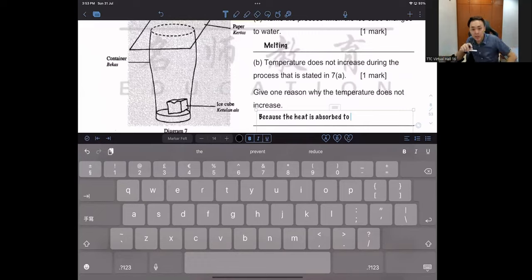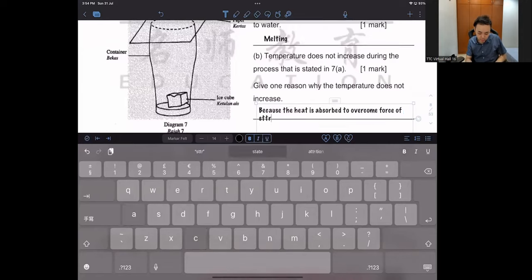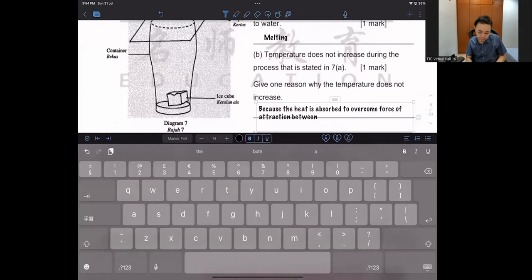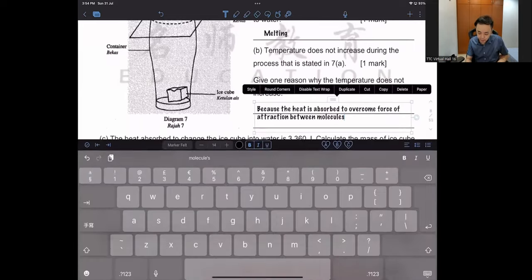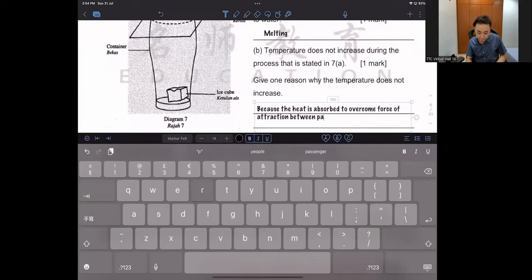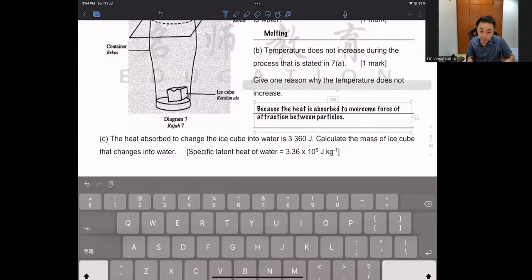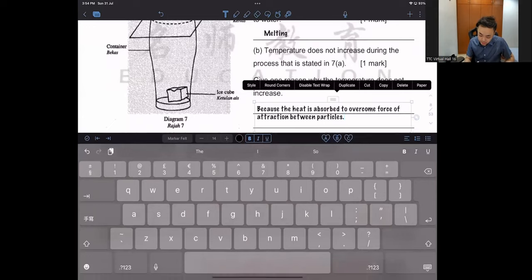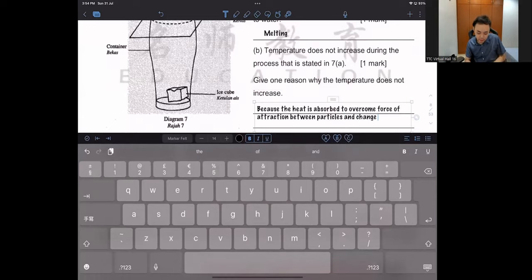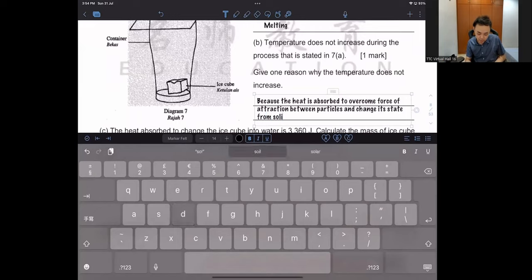Yes, I don't want break bonding. I've said it 1,000 times already. Overcome force of attraction between molecules. Particles also can actually. Molecule, particle, same thing. Here I will write particle because it's melting. My solid particle is more correct. And changed its state from solid to liquid.